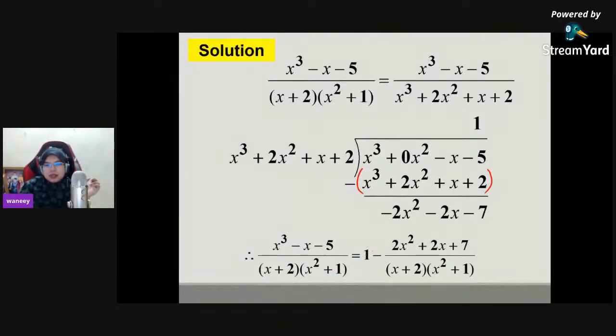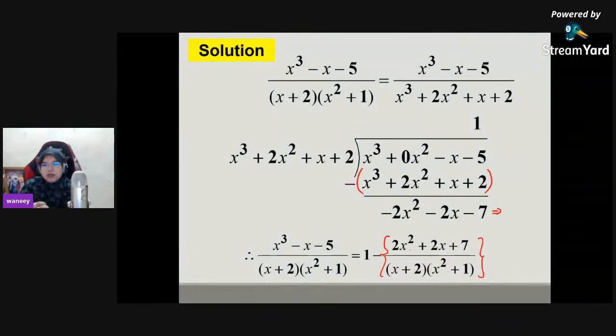minus. So this is a similar case to what I did previously, so I simply factorize the negative outside first. So this is minus (2x squared plus 2x plus 7) over (x plus 2)(x squared plus 1). Now we should do the partial fraction only for the proper one. So we're going to take this one and do partial fraction for it.